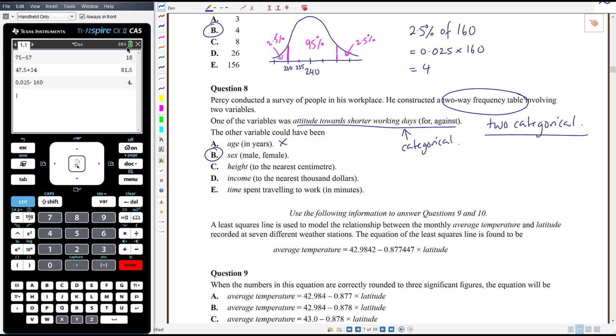Let's just check the other 3. So height to the nearest centimetre is numerical, income to the nearest $1,000 is numerical, and time is also numerical. So B is the only other categorical variable there, so it must be the other variable in the two-way frequency table.